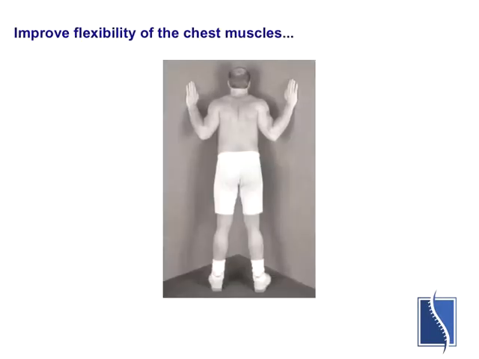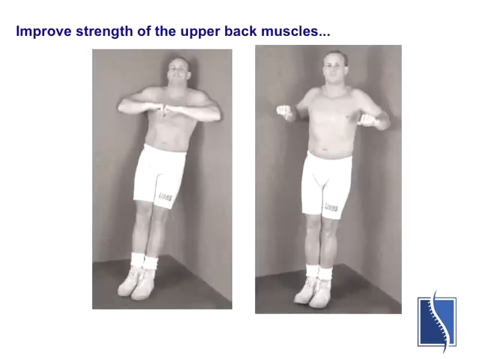The first activity is what I refer to as the corner stretch. It's an exercise that we will do to improve the flexibility of the chest muscles. So we'll have the patient put their hands on the wall, standing in a corner, and then just lean into the corner to improve the flexibility of the chest. We have specific instructions on how to accomplish this, how long to hold each stretch, and how many times to do it with each one of the exercises.